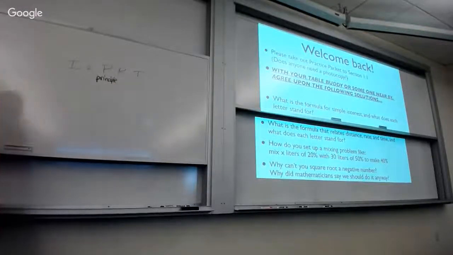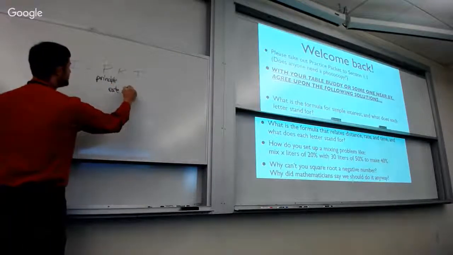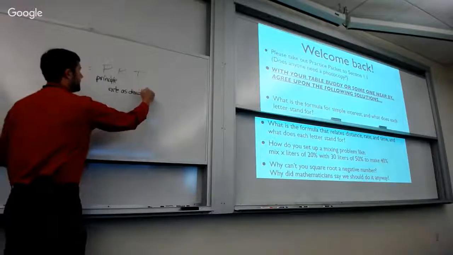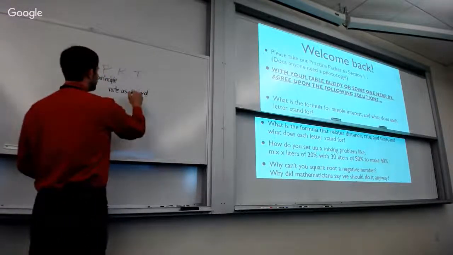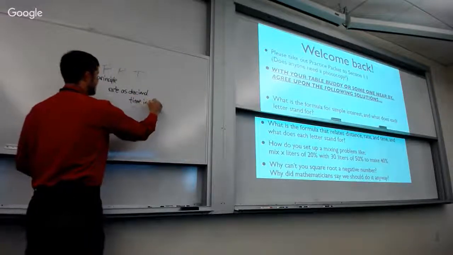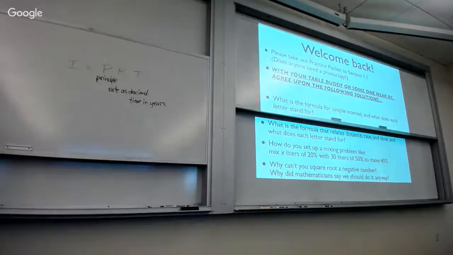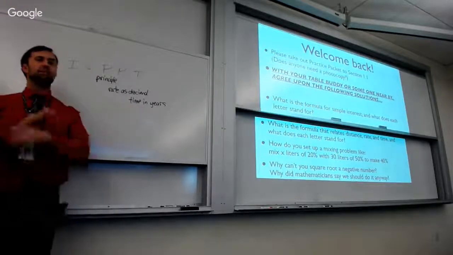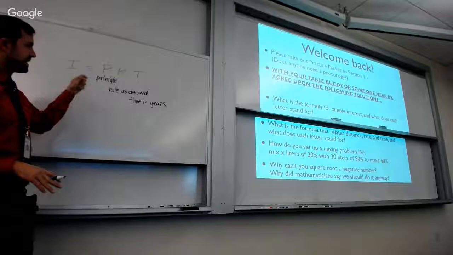What does R stand for? Yeah, rate as a decimal. Very good. So rate as decimal. And then what does the T stand for, David? Time. And what? Not hours. Time in years. This is why we talk about the difference between these, because in PRT, T is always measured in years. That's important that it's always years and that the rate is a decimal.